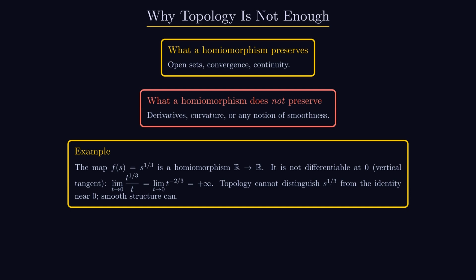Computing the difference quotient at 0 gives the limit of t to the negative 2/3 as t approaches 0, which diverges to positive infinity. No finite derivative exists at that point. Topology sees S to the 1/3 and the identity as equivalent maps. A differentiable structure sees them as fundamentally different. To do calculus, we must specify which coordinate systems are declared smooth, and that additional specification is exactly a differentiable structure.